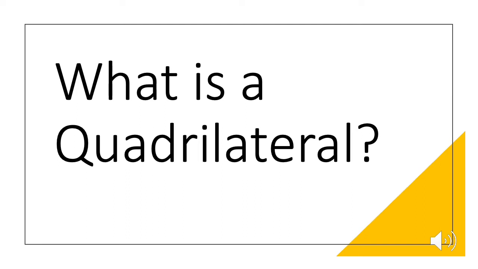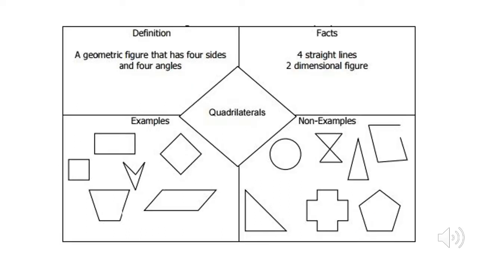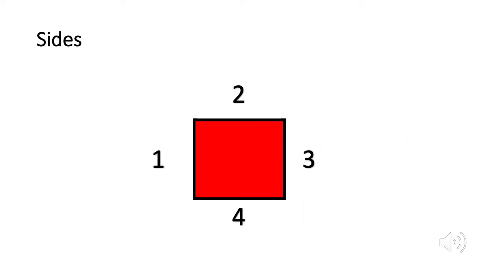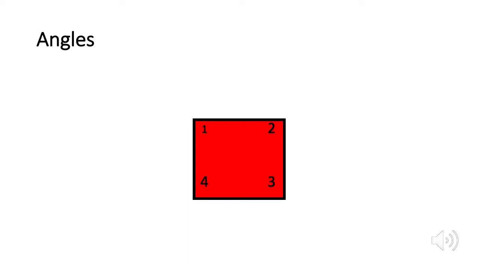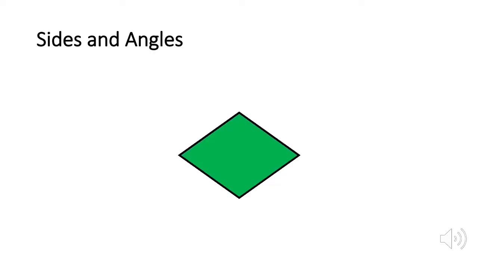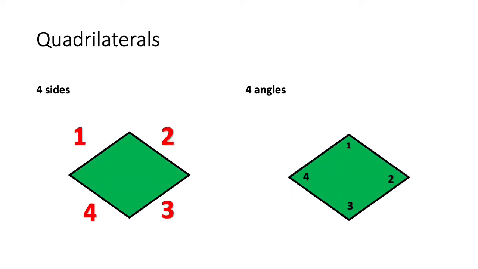So let's start by looking at what is a quadrilateral. A quadrilateral is a two-dimensional shape, in other words, it is flat. It has 4 straight sides and 4 angles. Let's count out the sides. 1, 2, 3, 4. So a quadrilateral has 4 straight sides. Let's count out the angles. 1, 2, 3, 4. So a quadrilateral has 4 angles. So a quadrilateral, no matter its shape, has 4 sides and 4 angles.